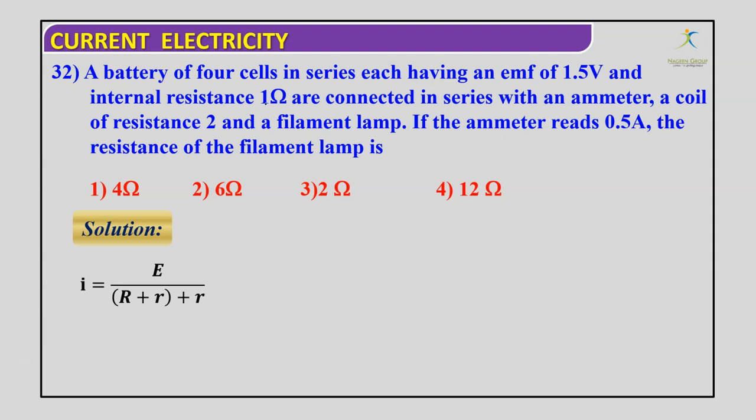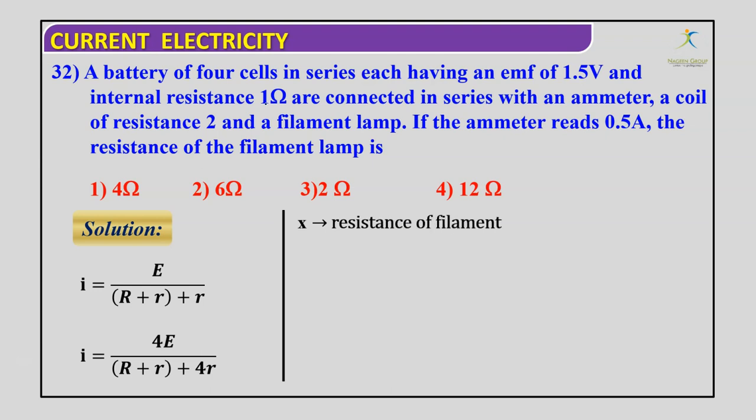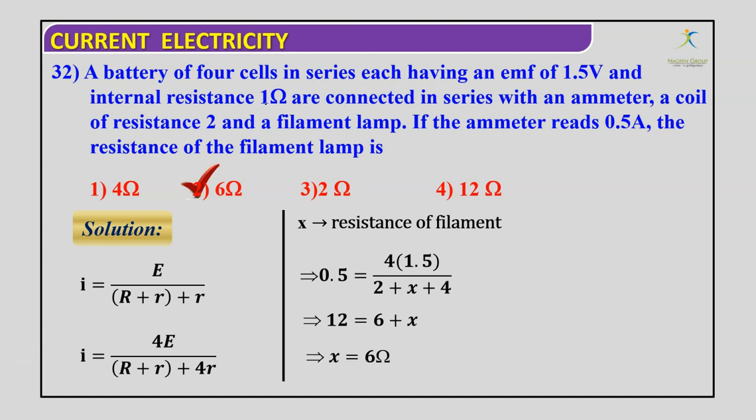I equals E divided by R plus R plus R. We calculate the value of I from here. X is the resistance of the filament. So, we put in this value and get the value of X, which is 6 ohm. According to this, the correct option for this question is option 2.